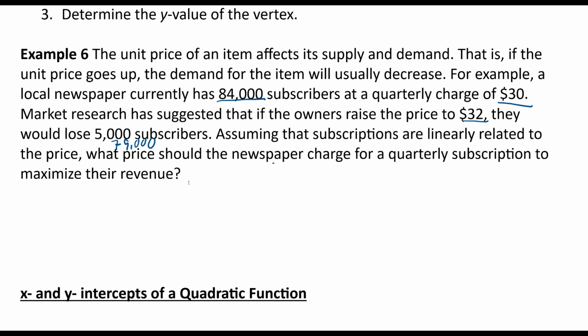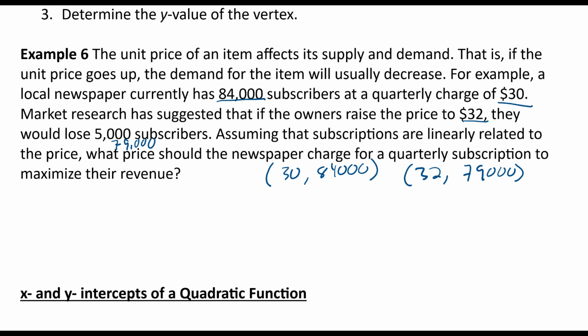So we have two data points. We have 30 and 84,000. I'm trying to think if we should do the number of subscribers, but the price dictates the subscribers. And we have 32, which gives us 79,000. So what price should the newspaper charge for a quarterly subscription to maximize their revenues?